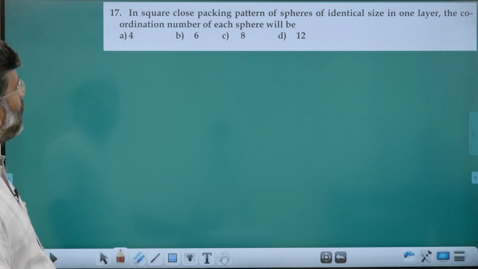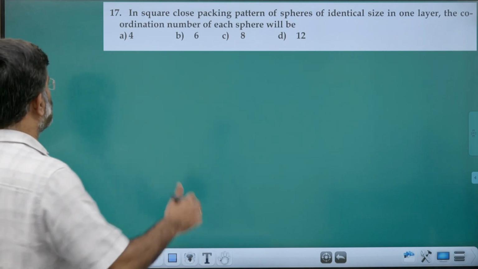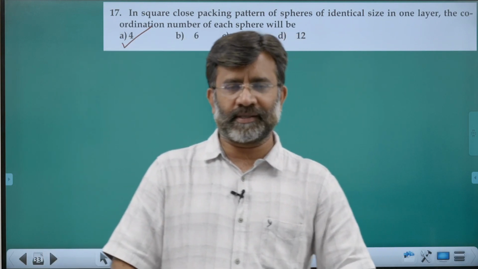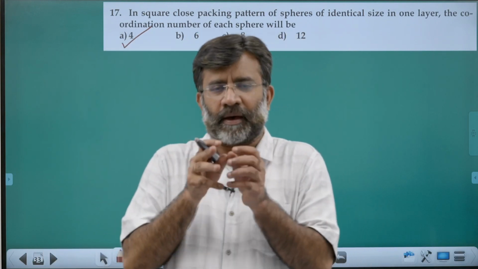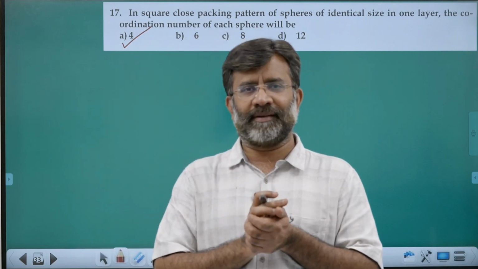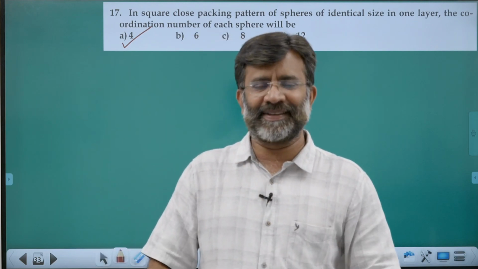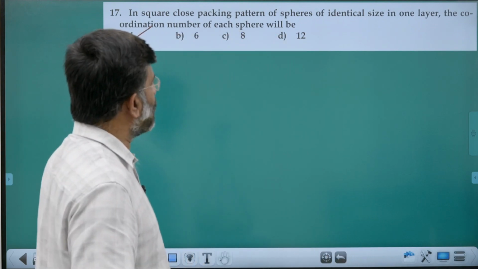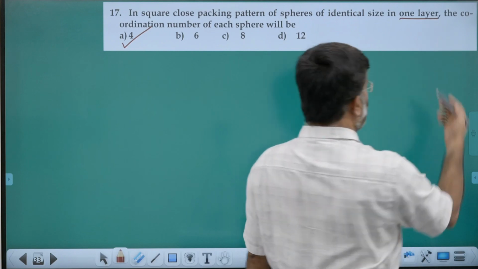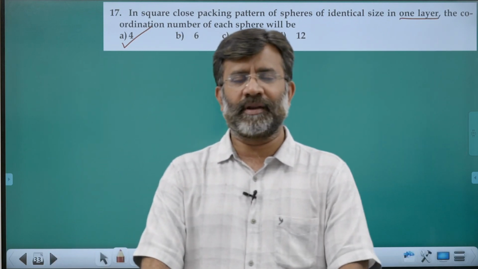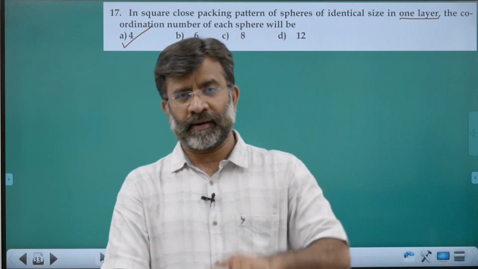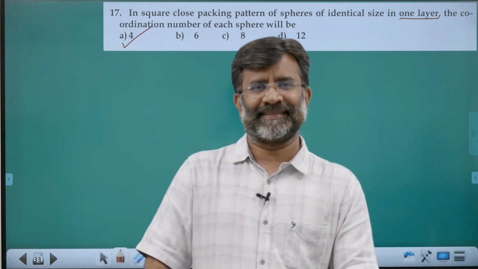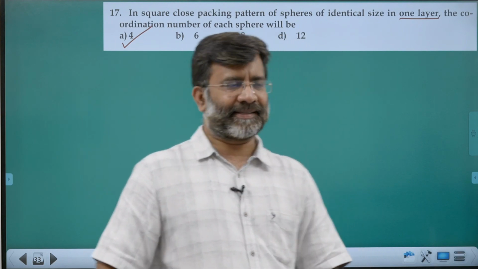Square close packing coordination number is 4. Each particle is surrounded by 4 particles. Reference NCERT, the diagram is available. Hexagonal close packing, it's asking in 1 layer, I believe. Yes, 1 layer. In 1 layer, square close packing, the coordination number is 4. In 1 layer, hexagonal close packing, coordination number is 6. Next.